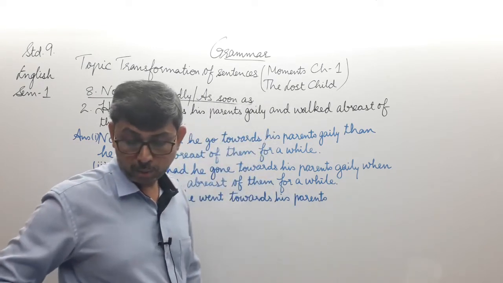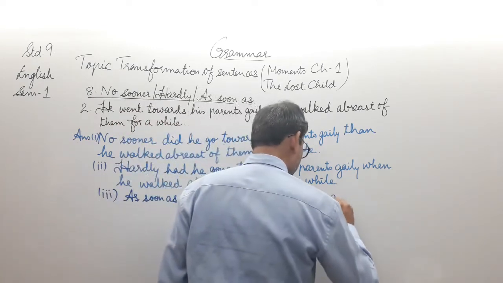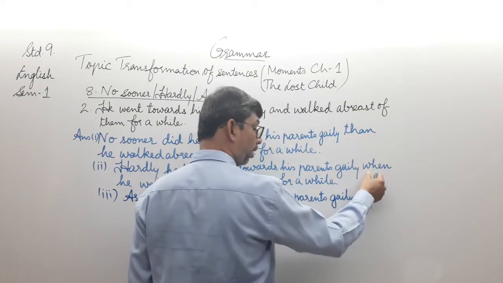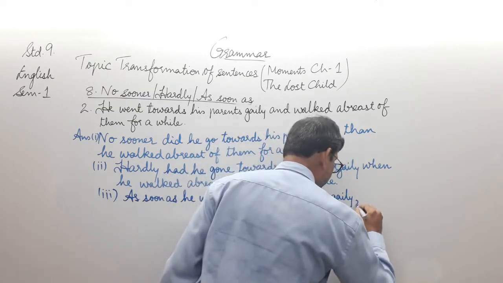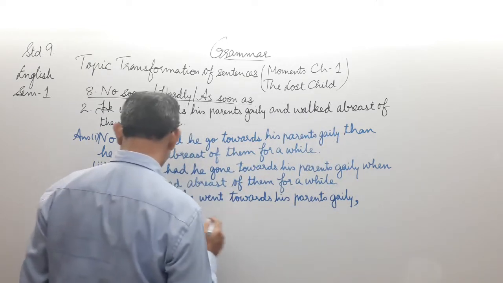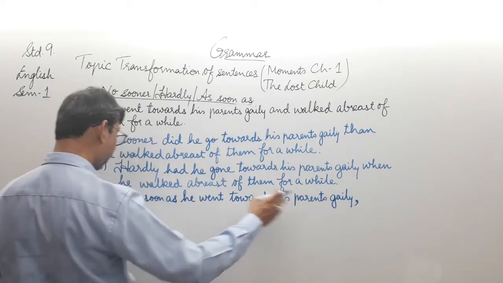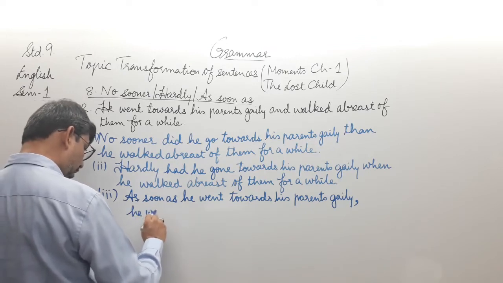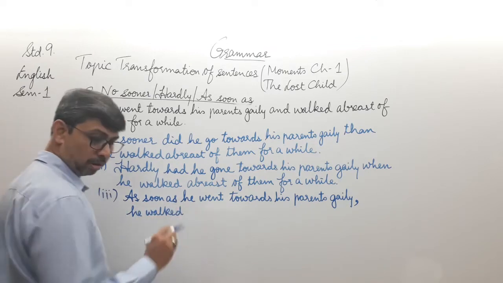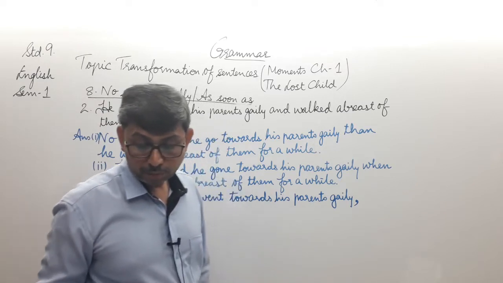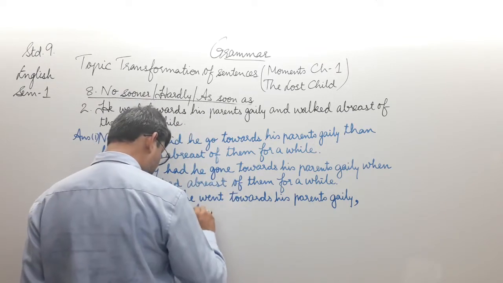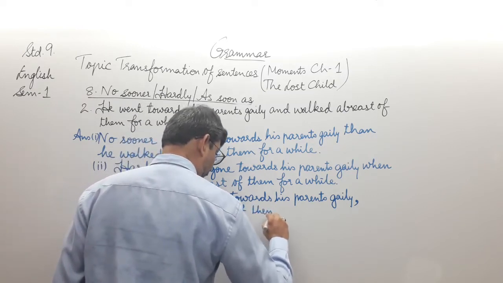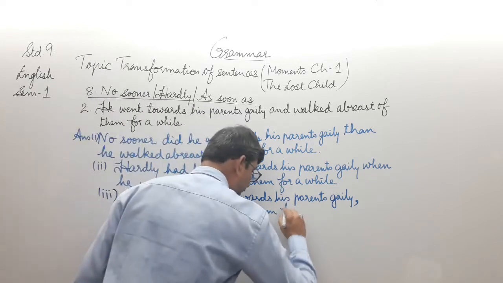So as soon as he went towards his parents gaily, well, after the word gaily, we had written than, we had written when. Now we are not going to write any connecting words, simply we are going to apply the comma to separate the clauses. As soon as he went towards his parents gaily, what happened? He walked abreast of them for a while. Write down. He walked abreast of them for a while.